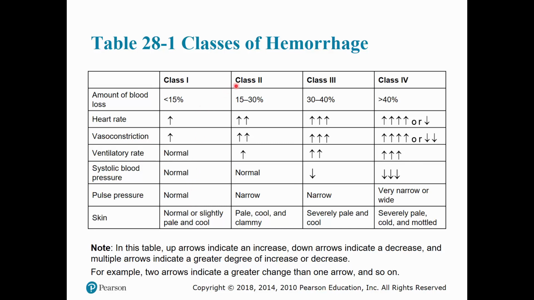Whereas when you get to that 15 to 30%, moving into class 2, your heart rate is even more increased, so now we're talking maybe 120, 130. Your pulse pressure is beginning to narrow. Ventilations are beginning to increase. Class 3, now your pulse is even higher. Systolic blood pressure is starting to drop. Pulse pressure is beginning to become even more narrow. So having a knowledge of this material is very important.